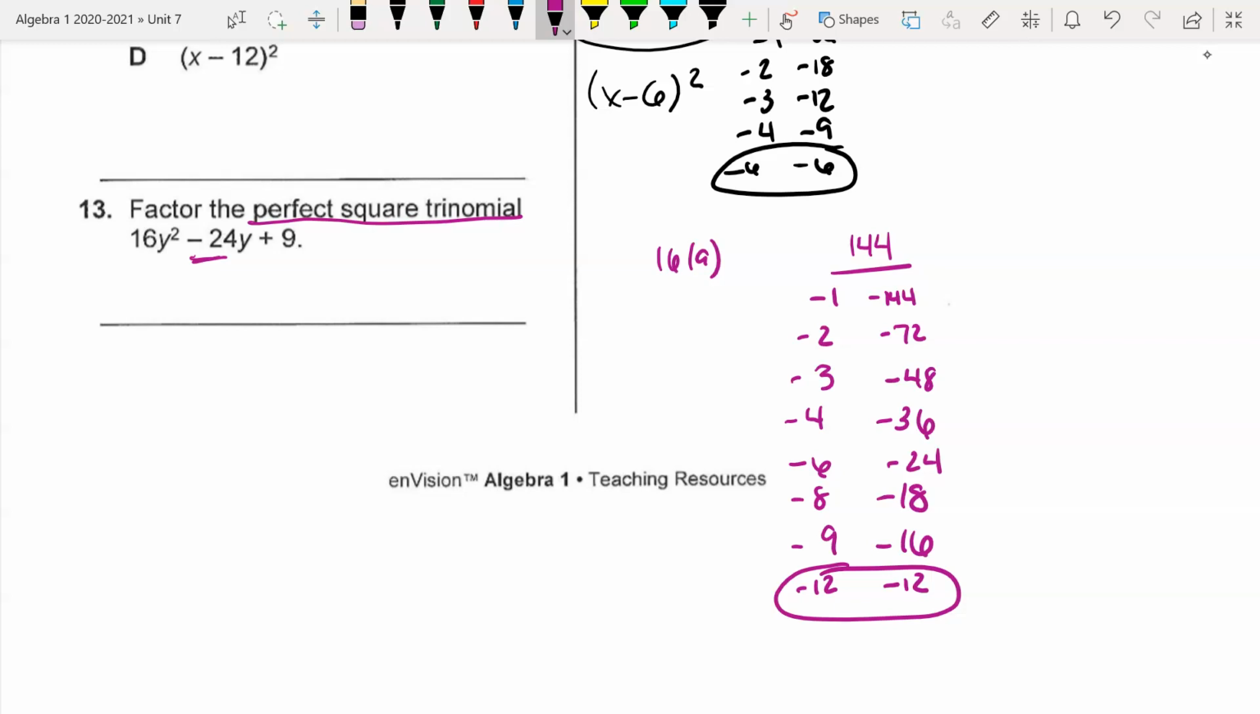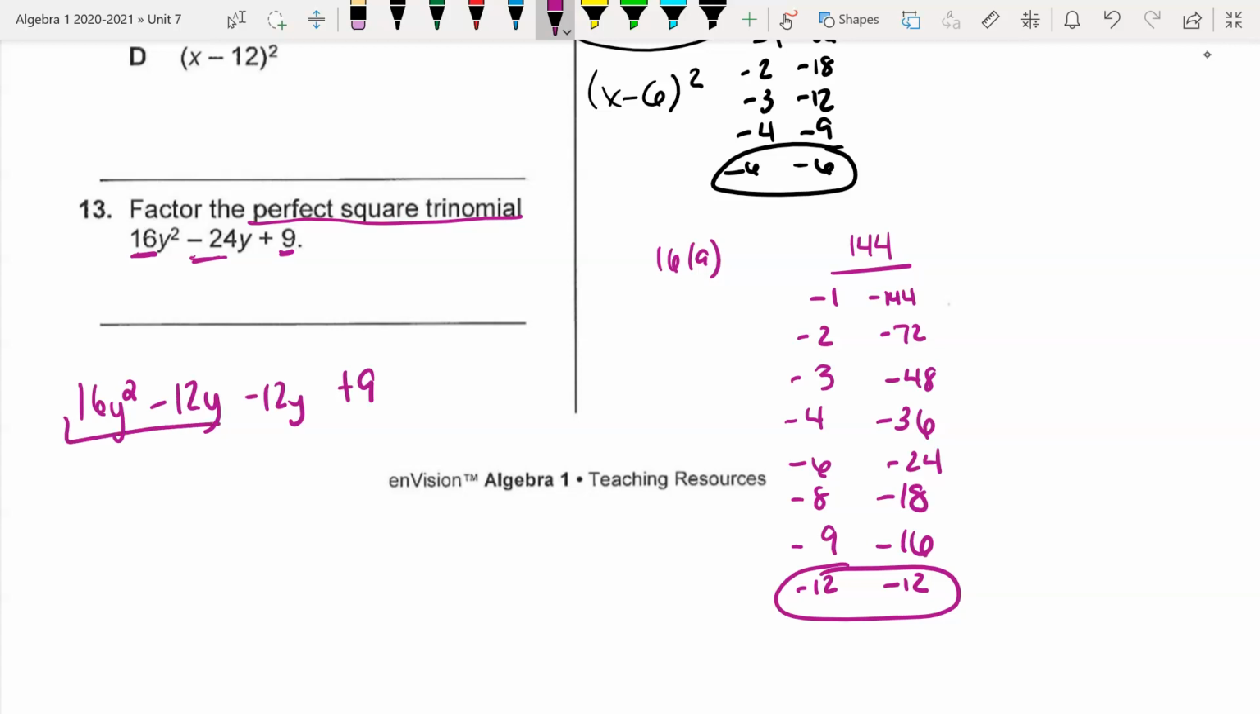And the reason why we call this a perfect square trinomial is because what's the square root of 16? What's the square root of 9? Well, the square root of 16 is 4. The square root of 9 is 3. So I bet if you did the AC method, you're going to end up with 4y minus 3 on both of them.